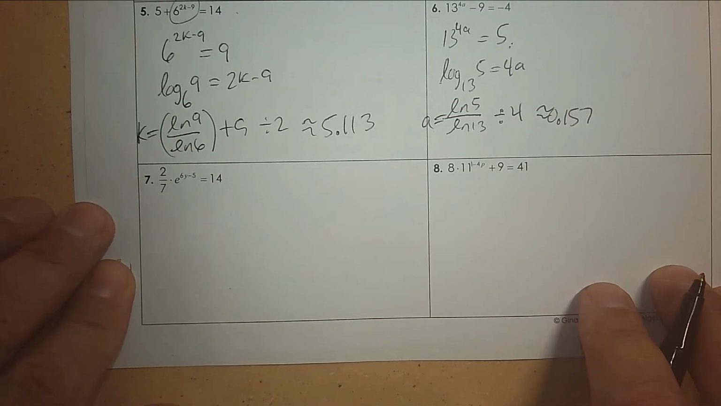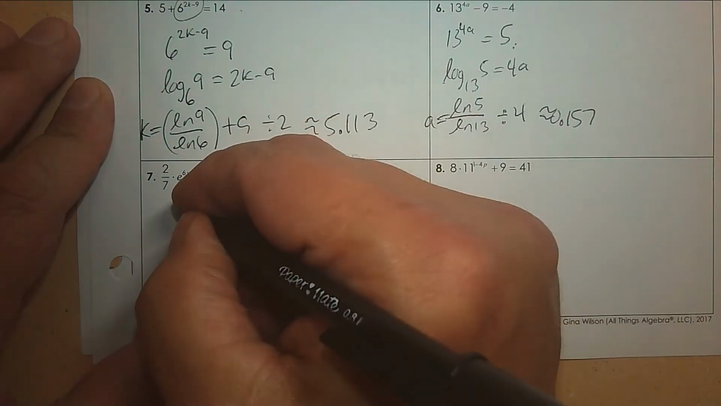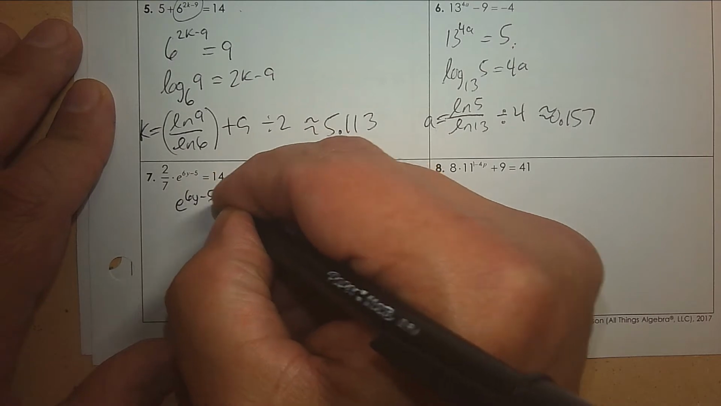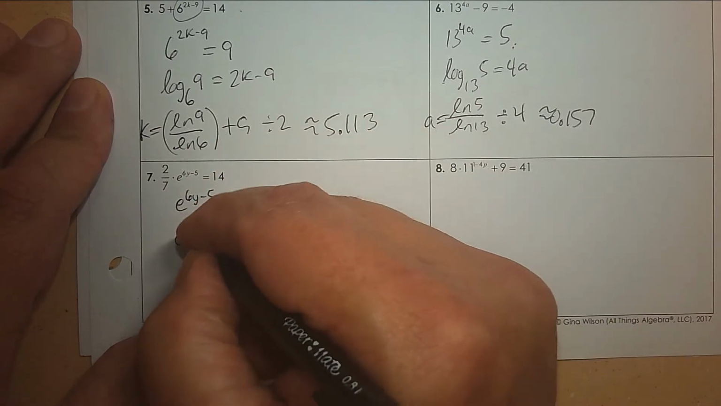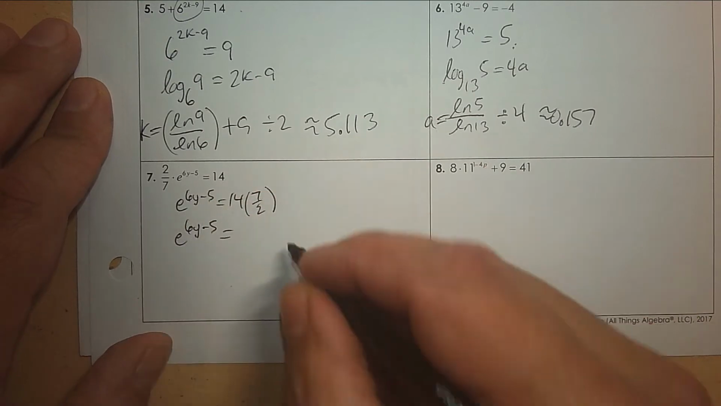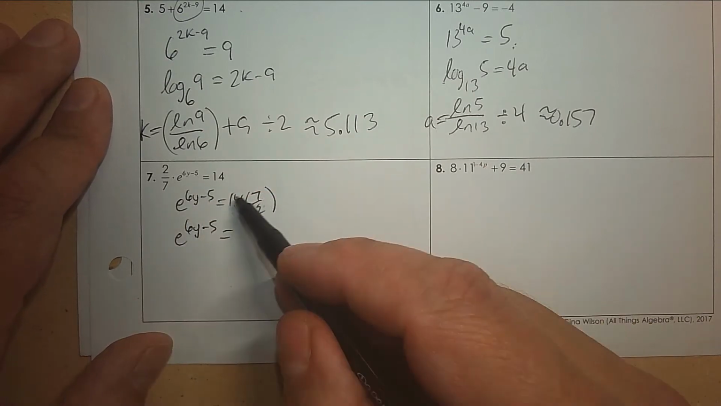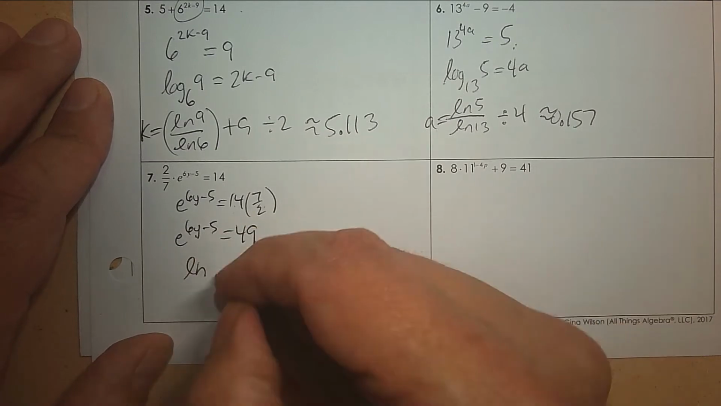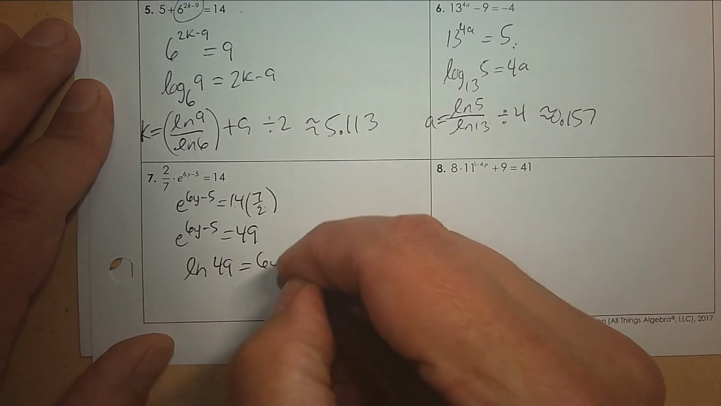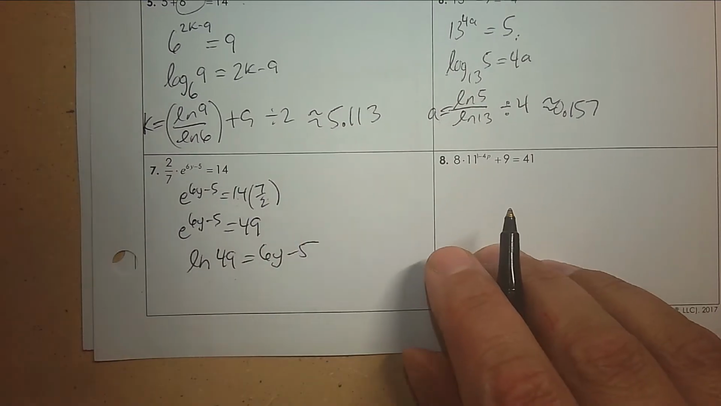Number 7. You need to get e by itself, so I'm going to do the reciprocal. So the reciprocal is 7 over 2. I'll simplify that. 2 goes into 14, 7, and 7 times 7 is 49. Then the logarithm is ln, and it's 49, and then on the other side is 6y take away 5.